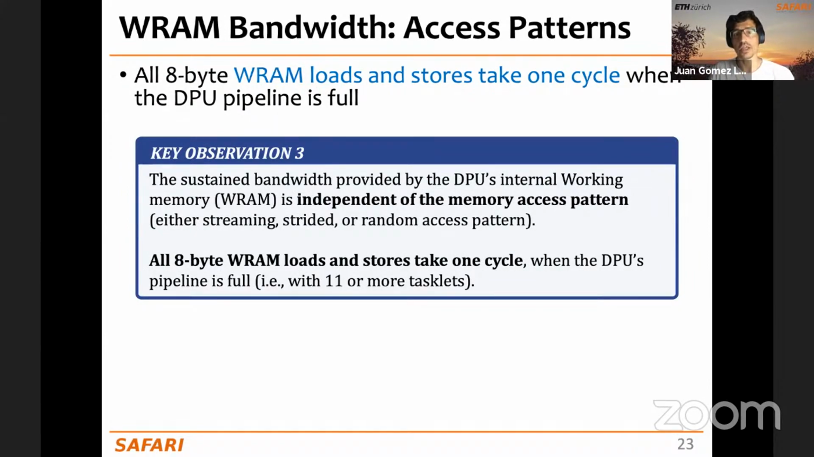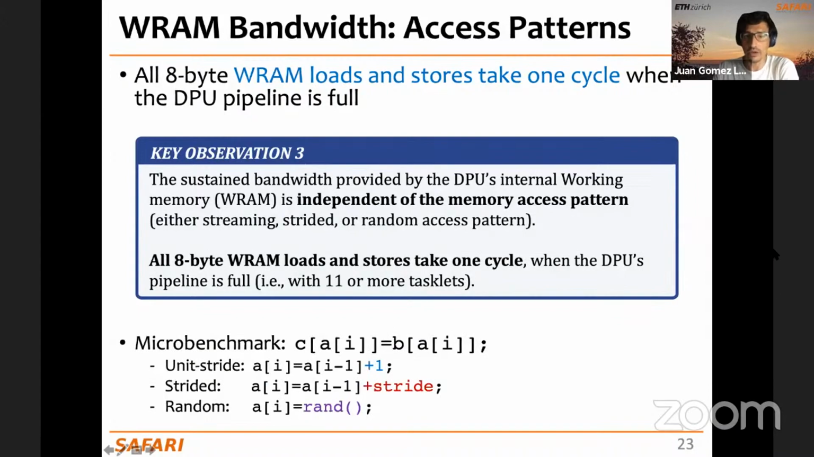So the key observation here is that the sustained bandwidth provided by the DPU's internal working memory, or WRAM, is independent of the memory access pattern. And this is something that we have confirmed by ourselves with a micro benchmark, which is also in our repository. In this micro benchmark, we do indirect accesses to WRAM, and we have an array A that contains the indices that we want to access in the other 2 arrays, B and C, and we perform these accesses with different access patterns, right? So the first one is a unit stride, which is the same as a streaming access pattern because we go element by element. We also do this for a strided access where we change the stride, so we are jumping a certain number of positions in the arrays B and C, and finally random access as well.